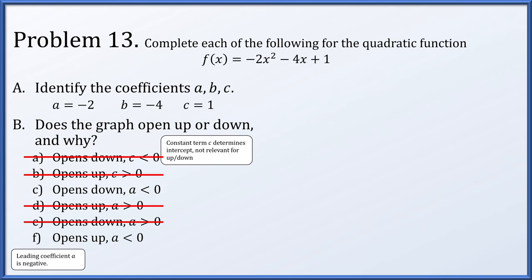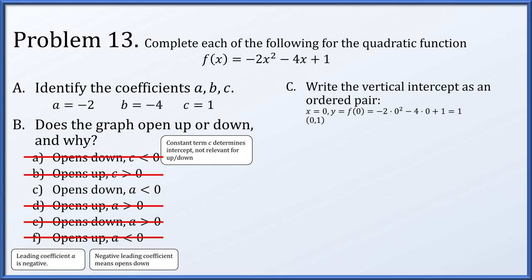We know a is negative, so options D and E were such and such because a is positive, but a isn't positive, so those have to be wrong. And we just happen to know that a negative leading coefficient means the parabola must open down, so it doesn't open up, and we only have one option left.